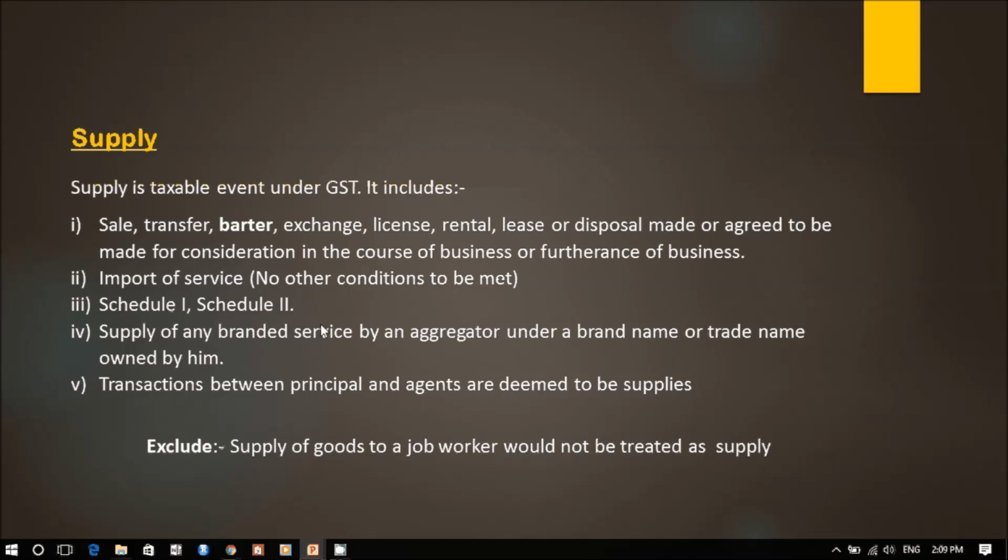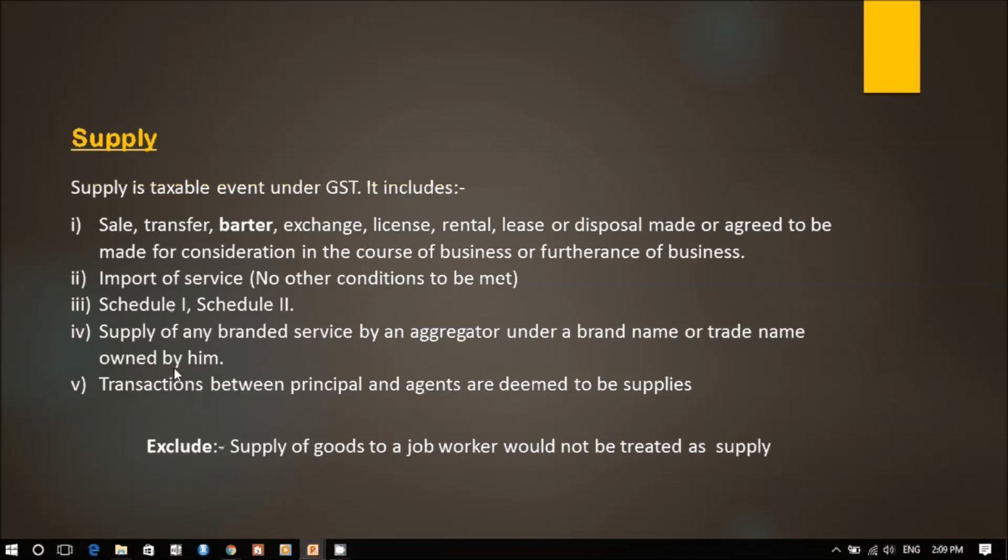Few list has been given under the GST. Under the schedule 1 and the schedule 3, these would mandatorily be deemed as a supply and tax would be levied. Like few of the examples of the schedule 1 and the schedule 3 are: if someone has deregistered but still holds the goods, then it is deemed to be supply and they have to pay the GST. Supply of any branded service by an aggregator under a brand name or trade name owned by him.